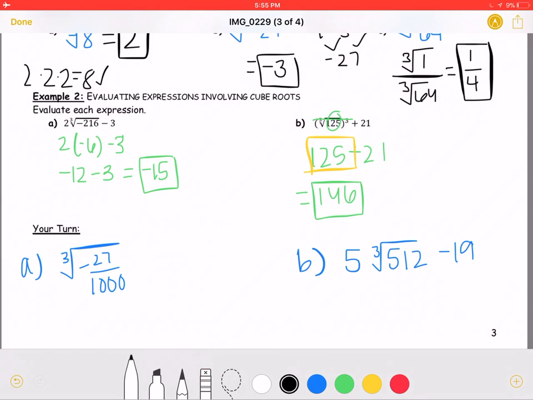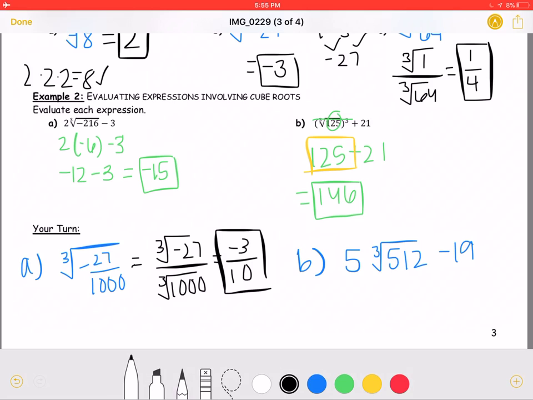So let's take a look at this first example. This cube root here is over this entire fraction, negative 27 over 1,000. So what I'm going to do is break that up into, I'm going to take the cube root of each number. So the cube root of negative 27 and then the cube root of 1,000. That's going to give me a negative 3 and 10.